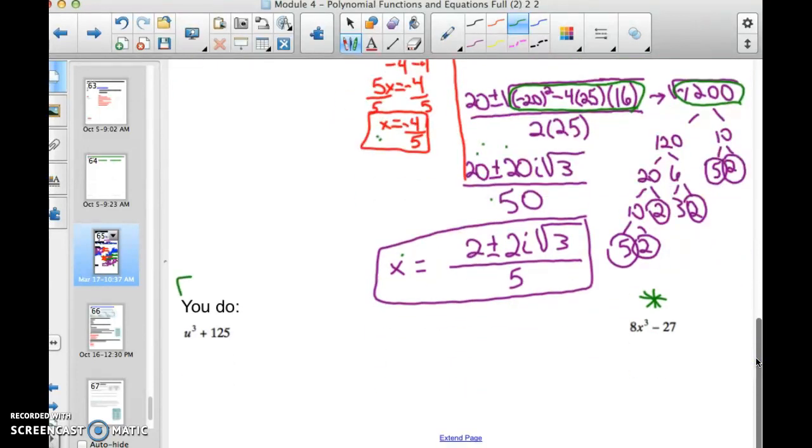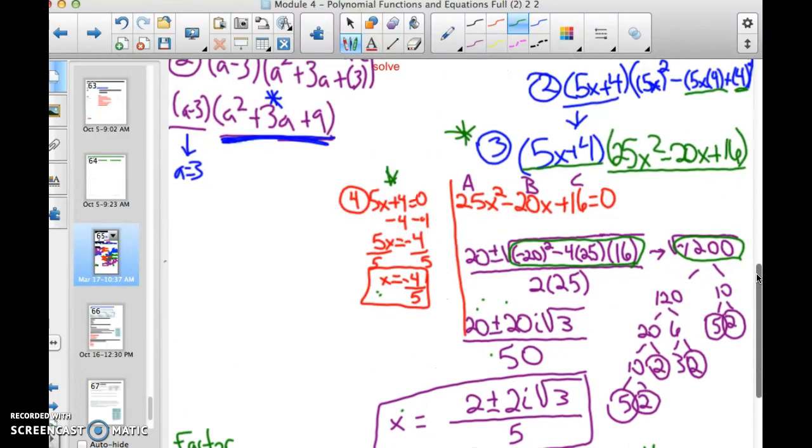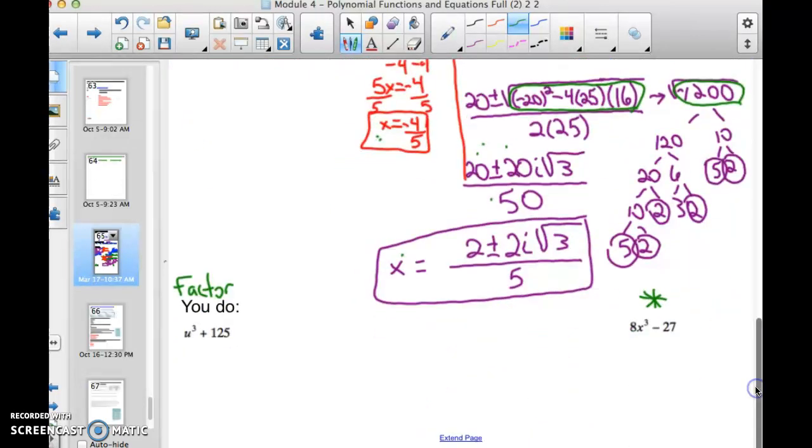Try to just factor this one. Get it into factor form, so get it into step 3 right here. And then for this one that I've starred, you're going to factor and solve. So you're going to take it all the way to step 4. So please pause it and try both of those, and then unpause it to check your understanding.